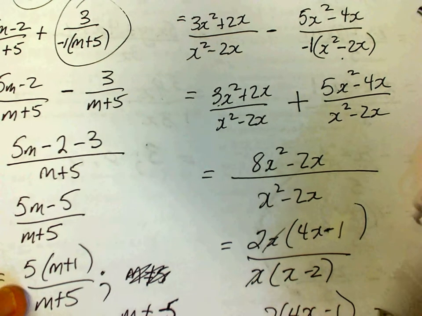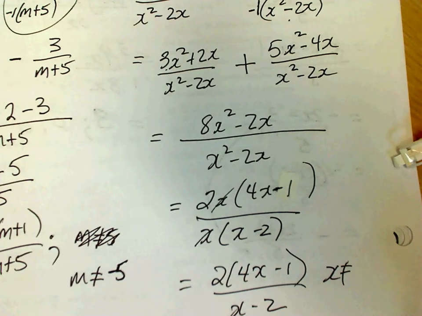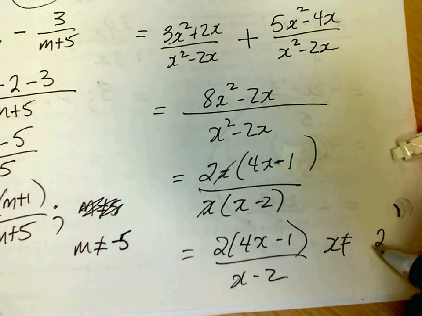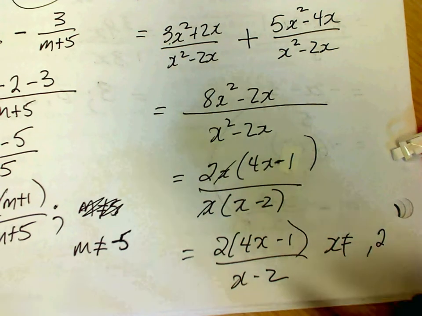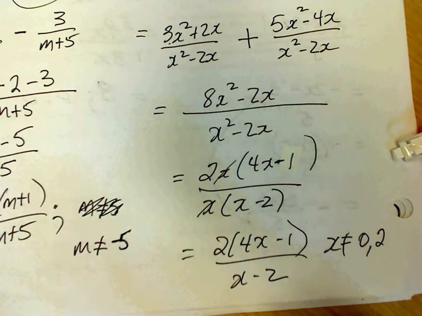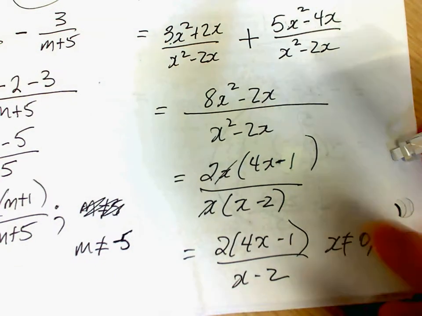State the restrictions. X cannot be, huh? 2? What else? What's the smaller one? Yeah, don't forget that guy. Don't forget anything you've divided out, okay? Because if x is 0 here, your denominators will be 0.